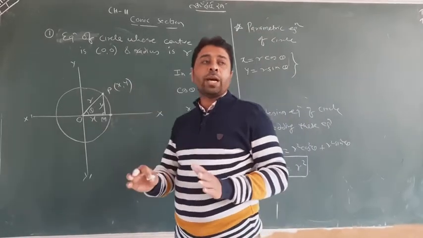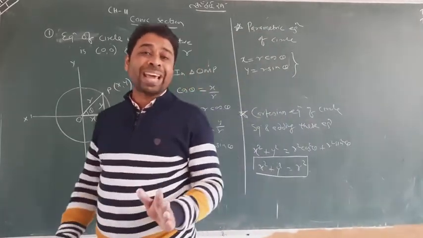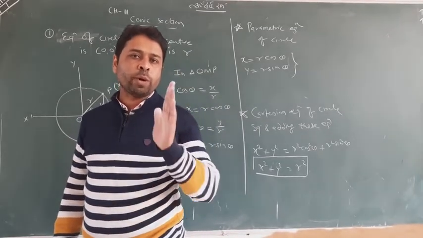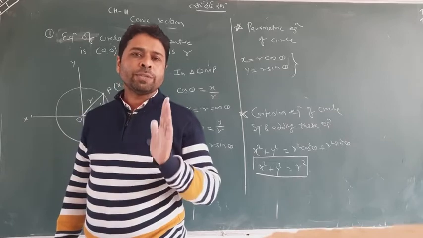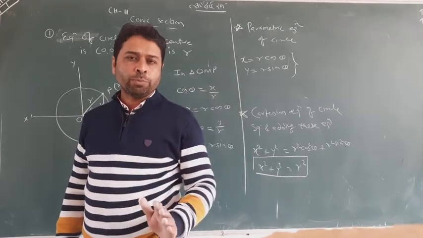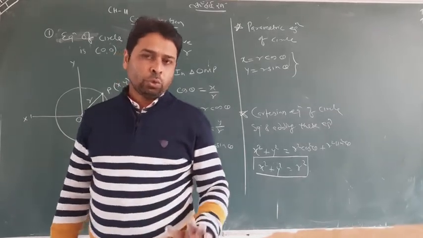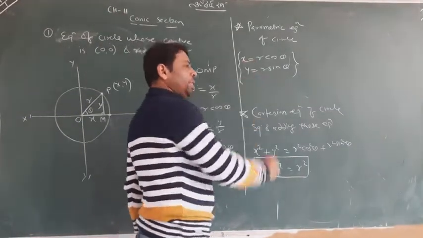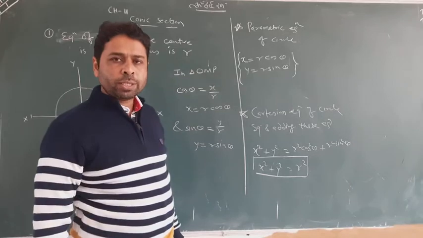So students, I request you, keep in mind: x square plus y square equal to r square is the equation of a circle whose center is the origin point and radius is r. Please remember this one, it is very important for you guys.